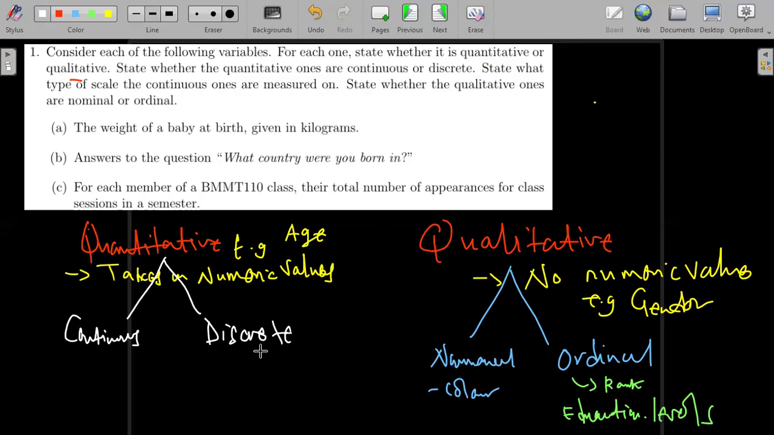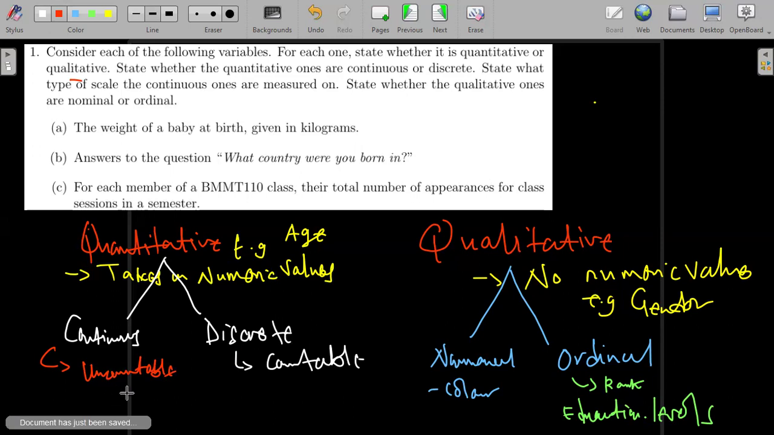So discrete simply means this variable takes on values that are countable. You can count the values. It takes on values that are what? Countable. And when we say continuous, it means the values that this variable takes on are uncountable. You can't count them. They are uncountable. So if they are uncountable, they are going to be put into what we call an interval.